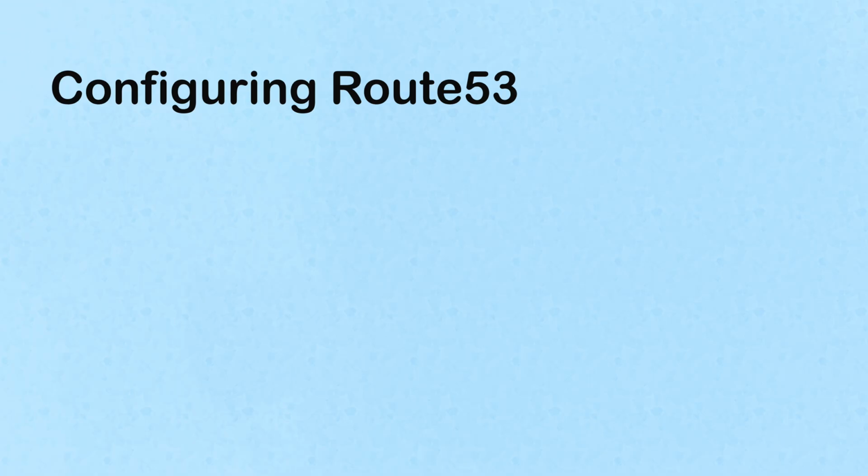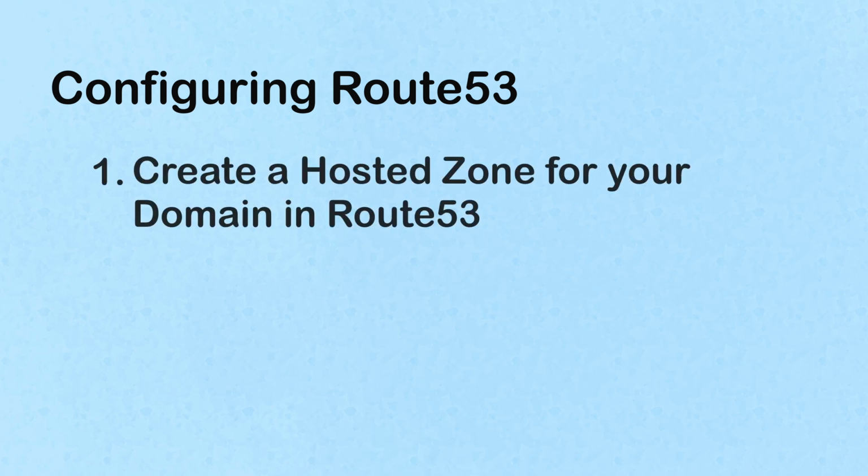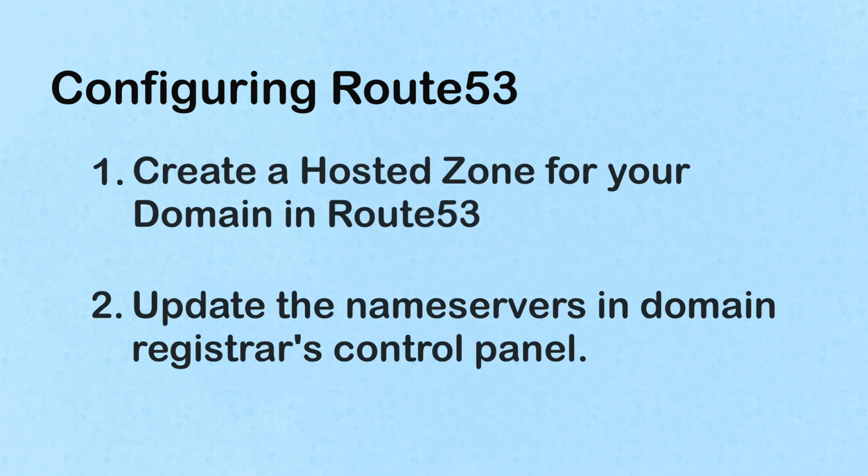To ensure our application is accessible via a domain name, we'll configure DNS settings using Route 53. We'll create a hosted zone in Route 53. Subsequently, we'll update the DNS records at our domain registrar.